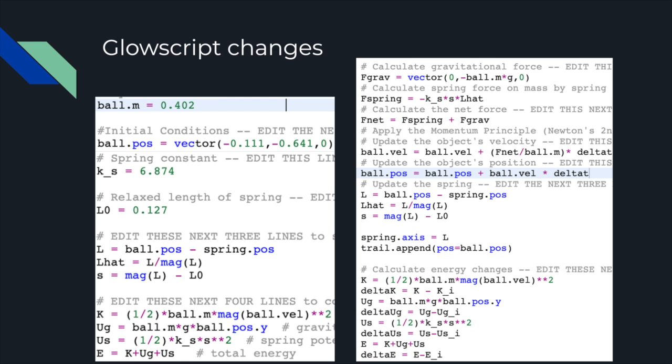In the loop, we also calculate the gravitational force, spring force, and net force in order to set the velocity and position update formulas. We calculate the length, direction, and displacement of the spring, and then use those to find the energy changes during each iteration.